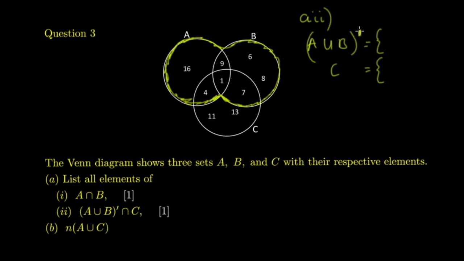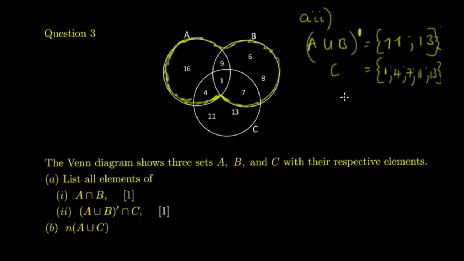But we want the complement. This marker here is a complement, so it means any elements outside of A and B. So we get 11 and 13. And just be careful: sometimes you may have to look also outside the set, where there may be some numbers, so you have to include them. Here it says A union B complement intersection C. It's simply the elements that are outside of A, and then the elements of C, which are 1, 4, 7, 11, 13.